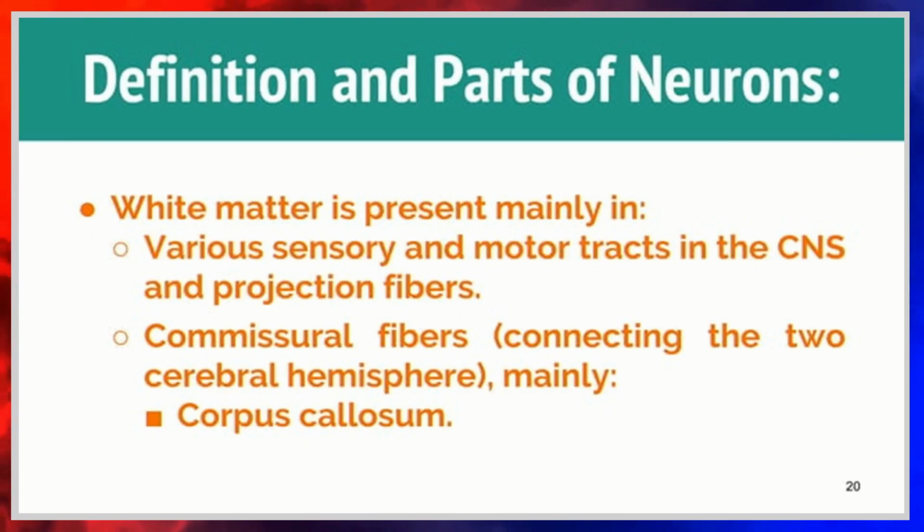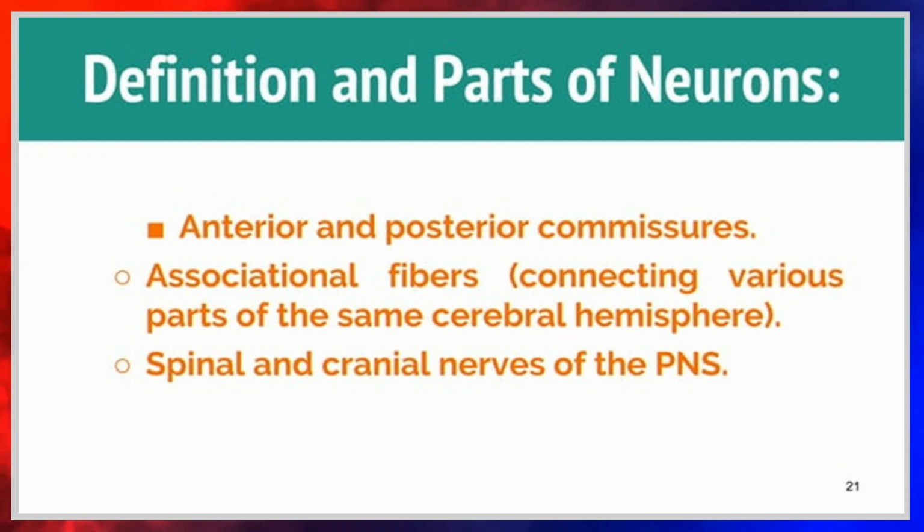Now, white matter is present mainly in various sensory and motor tracts of the CNS and the projection fibers, whereas the commissural fibers, which connect the two cerebral hemispheres, are mainly the corpus callosum, and there are anterior and posterior commissures also, and there are various associational fibers which connect the same cerebral hemisphere.